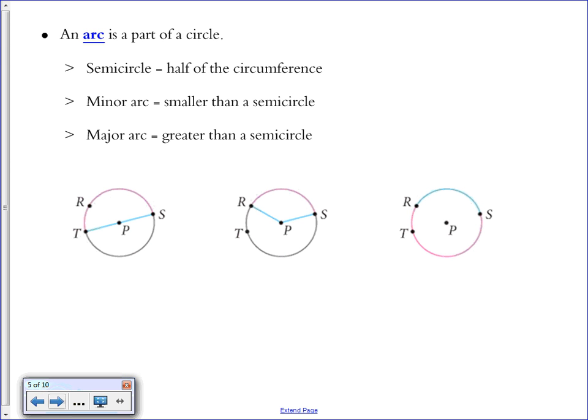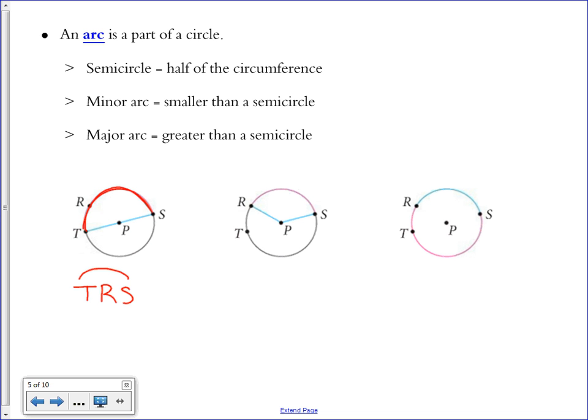Now we need to talk about what an arc is. An arc is a part of a circle, and when I say that, I mean a part of the actual outside of the circle, a part of the circumference. A semicircle is exactly half of the circumference. So in the first picture shown down here, in the first circle P, if I were to connect T to S going along the circumference of the circle, that's an arc, and specifically it's called a semicircle because it's exactly half of the circumference. I would call that one arc TRS, to show that I'm starting from T, going through R on the outside of the circle and then coming back to S. And notice the symbol I put over it is a curve rather than a segment because it's a curved arc.